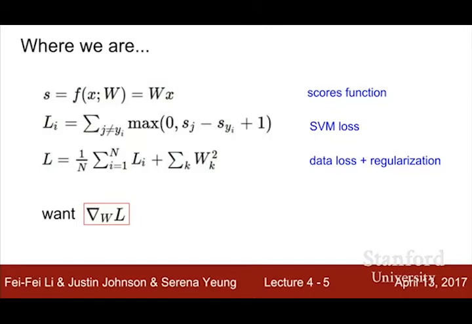And then we can use that to define a total loss term, L here, which is a combination of this data term combined with a regularization term that expresses how simple our model is. And we have a preference for simpler models for better generalization. So now we want to find the parameters W that correspond to our lowest loss, right? We want to minimize the loss function. And to do that, we want to find the gradient of L with respect to W.